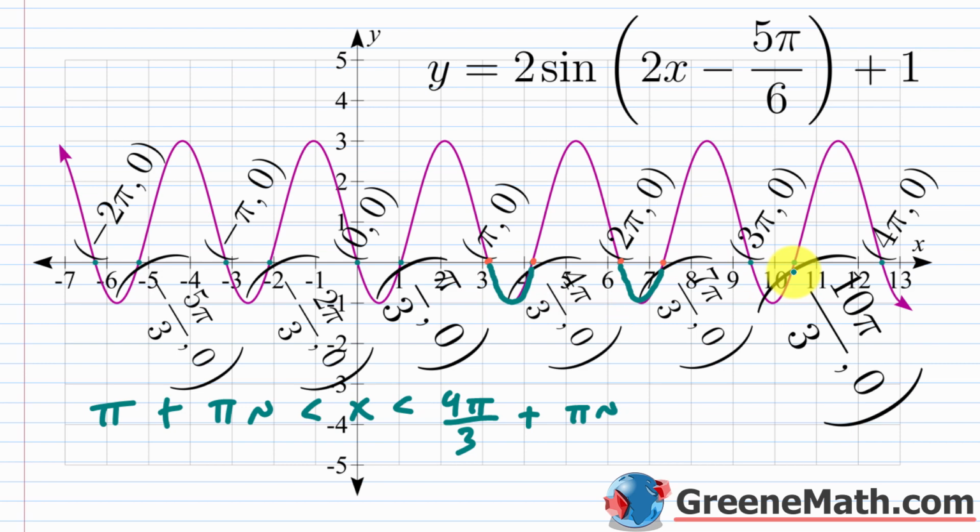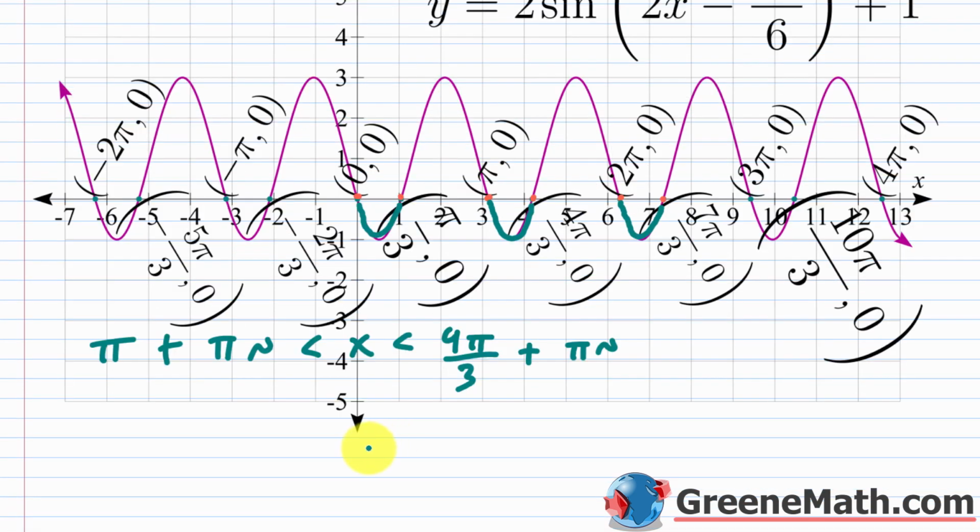Now, the way I wrote the solution, I actually used this one and this one to start things off. I said, okay, between 0 and pi over 3. If you started with pi and subtracted away pi, you would have 0. If you started with 4 pi over 3 and subtracted away pi, or 3 pi over 3, you would have pi over 3. Using those to write it, you could say x is greater than 0 plus pi n, which is just pi n, and less than pi over 3 plus pi n.